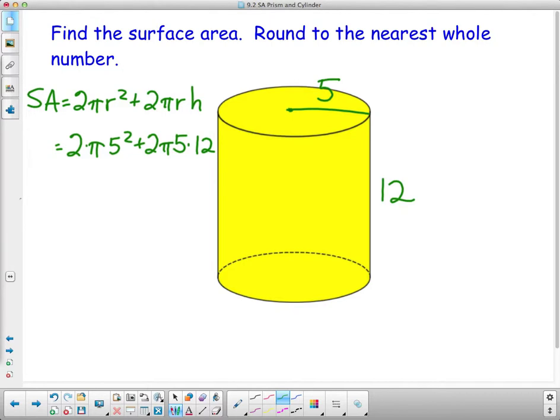Okay, surface area there was 534 after rounding. Did everybody get that? Yeah. All of them that I saw going around were the same.